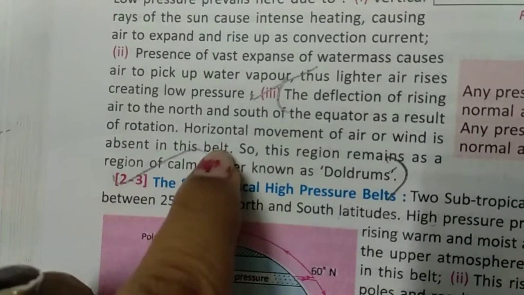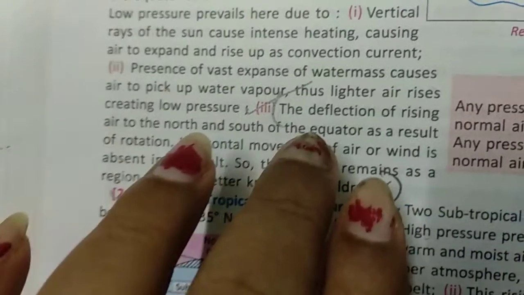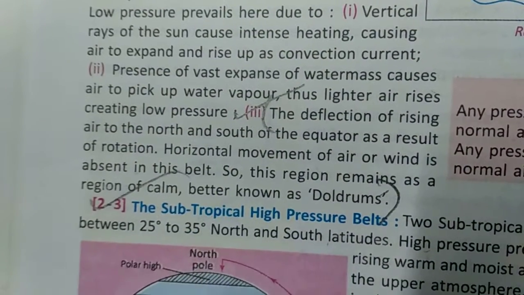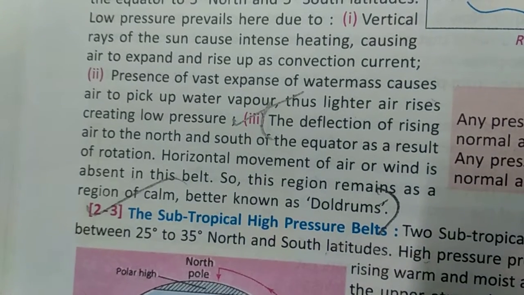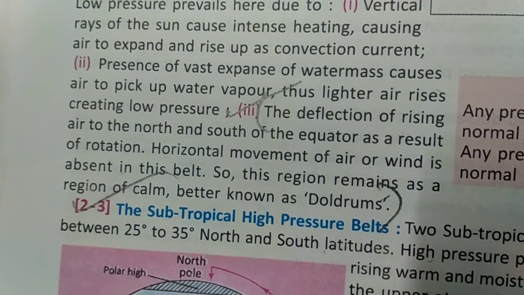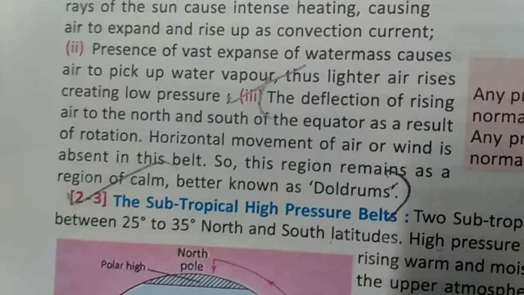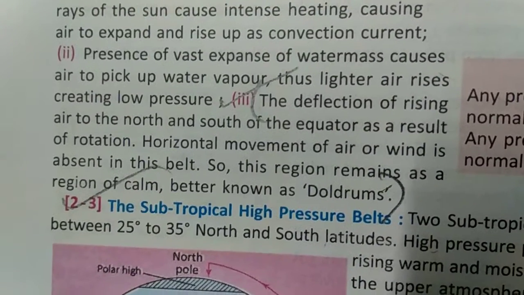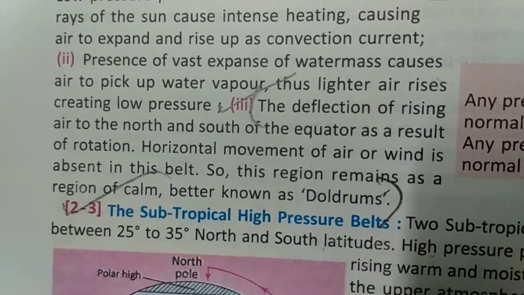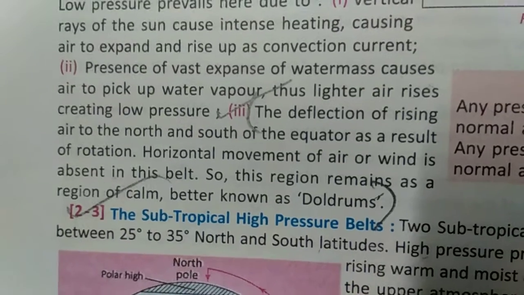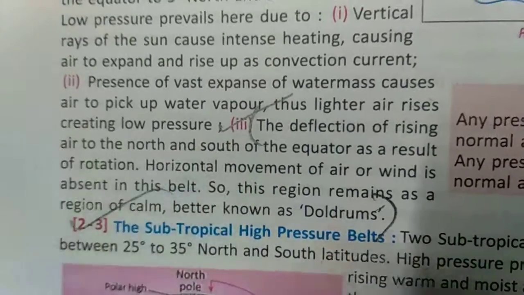When you rotate something in water, you can see the water is being thrown out, so that is known as deflection. At the equator, horizontal movement of air or wind is absent in this belt, so this region remains calm, and so this is known as doldrums. So the question arises, what is doldrum? This is the definition of doldrum.